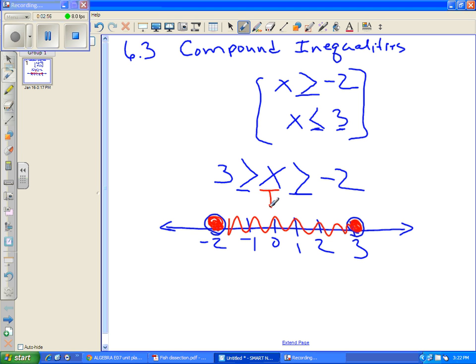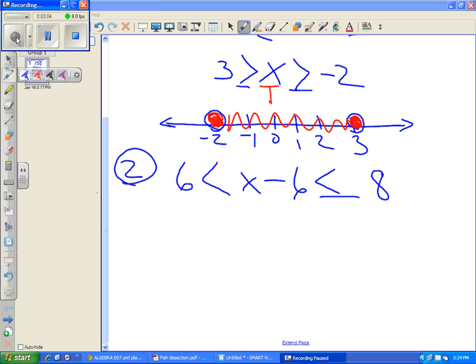So that's how we solve a compound inequality from a sentence or from a paragraph form. We'll try another one in a second. Okay, here's the second example. In the second example, you're supposed to graph or solve the compound inequality with this and in the middle, and we'll figure out how that works out.